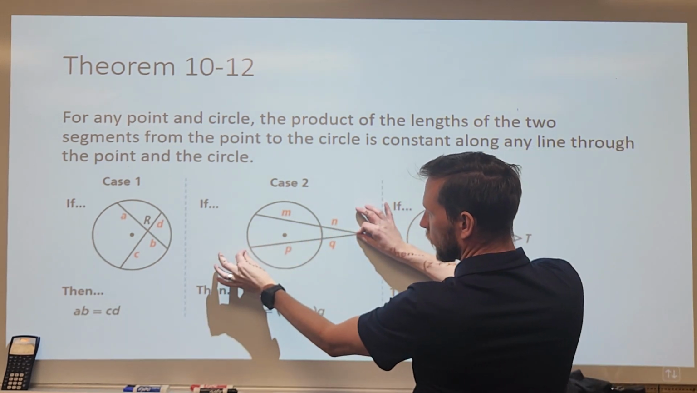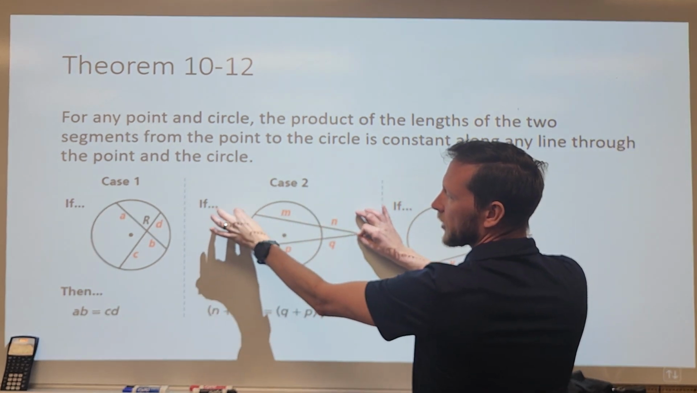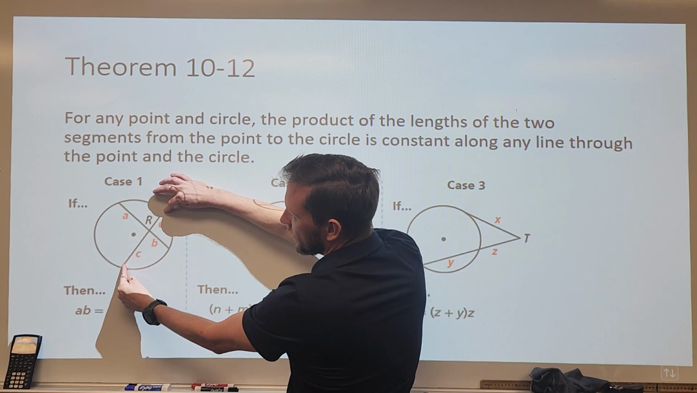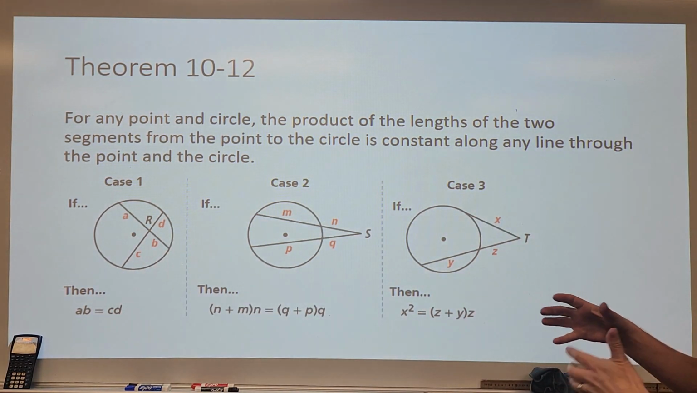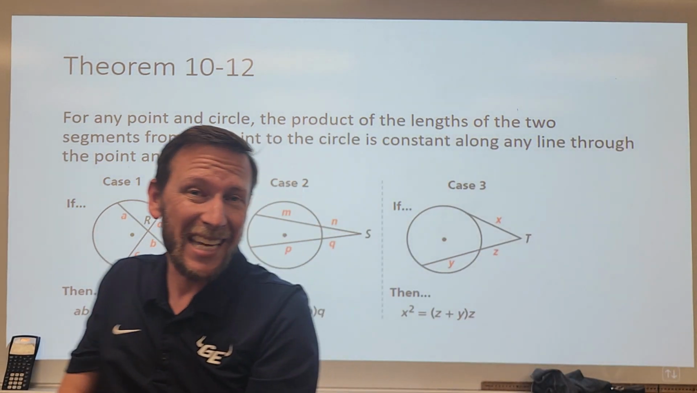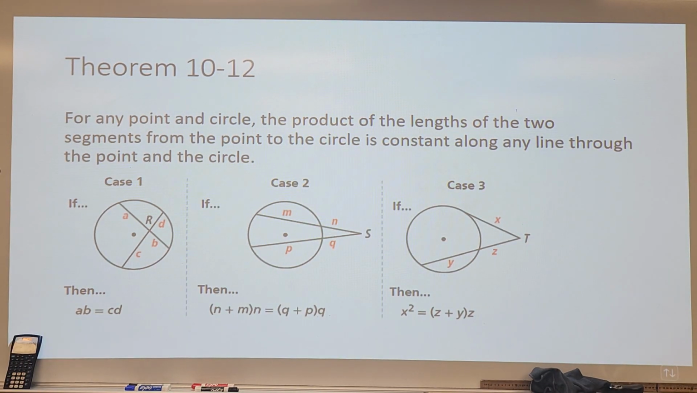All right, this has the full length P and Q added together. This full length, M and N added together. This full length is C and D added. This full length is A and B added. But where the intersection happens is going to dictate how we write our equation.